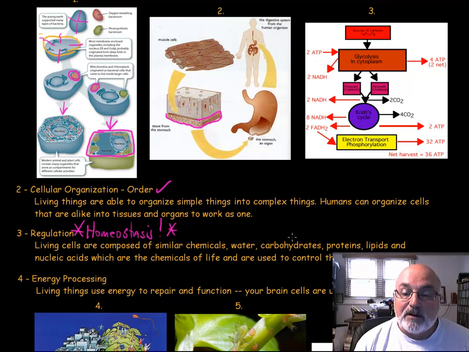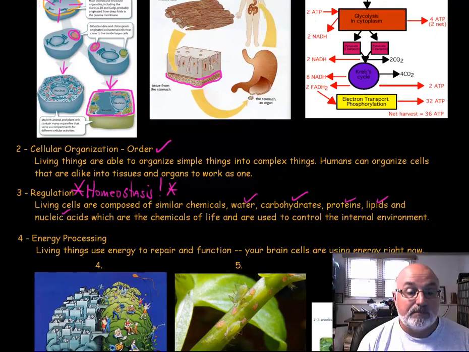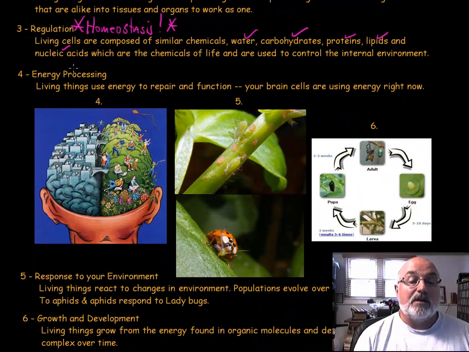Okay, so we do have things like carbohydrates. We need water. We need proteins, which are actually made of amino acids. We need lipids, which are the fats, good storage, and also cell membrane material. And we need nucleic acids to store the genetic material that you got from your parents and are going to give to your offspring, your kids. So these are the chemicals of life, and these are used to control the internal environment, which is called homeostasis.